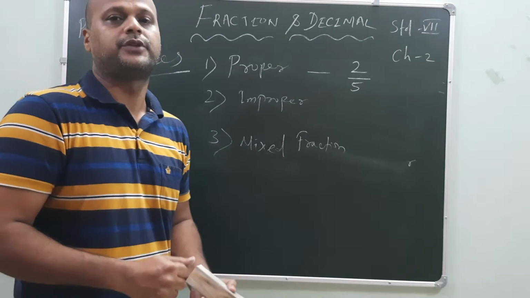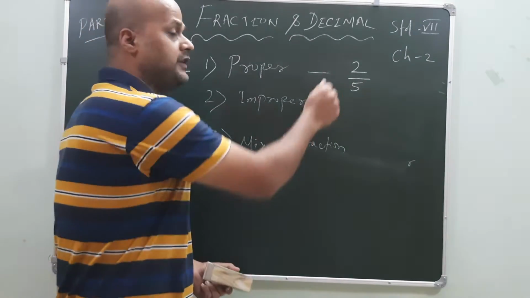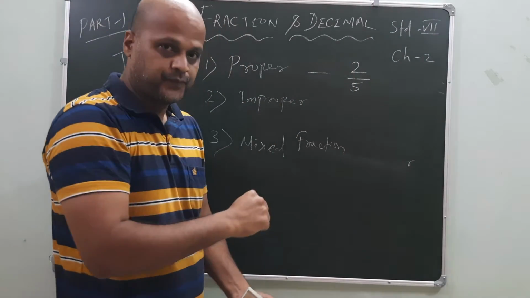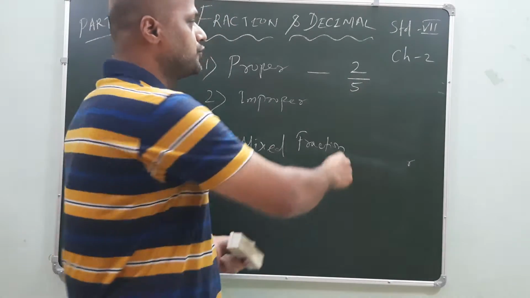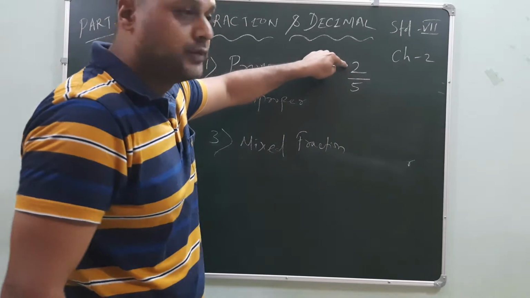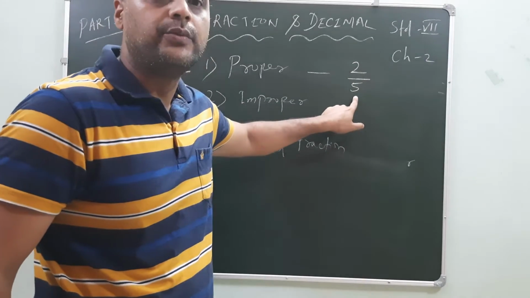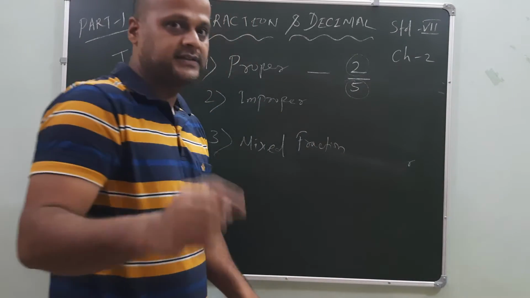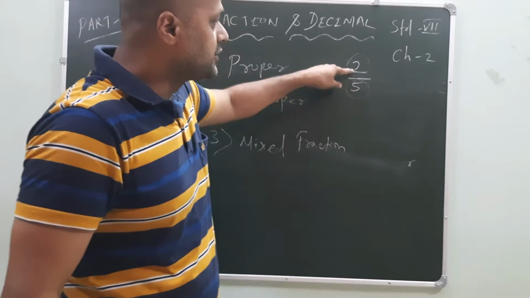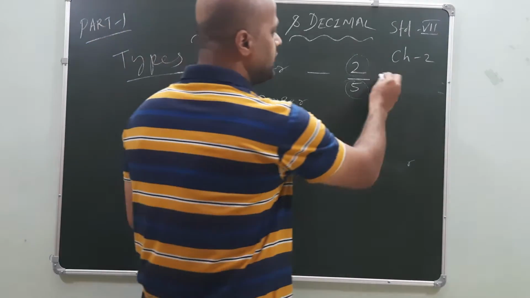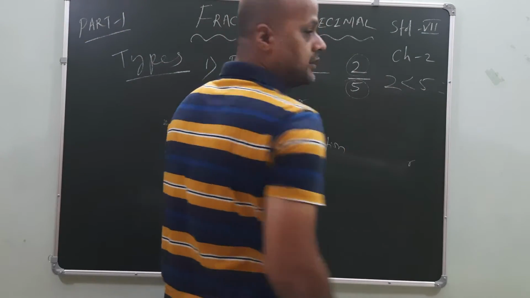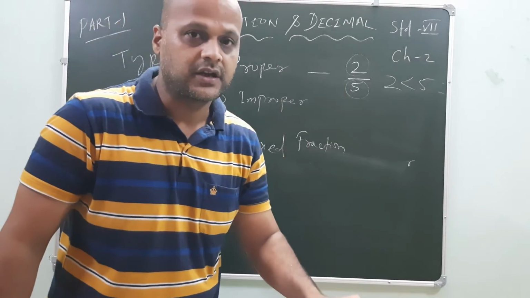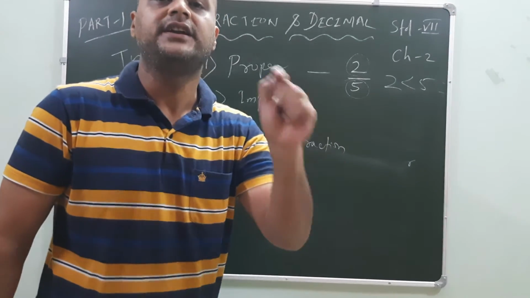But what is the definition of the proper fraction? A proper fraction is a fraction whose numerator is smaller than its denominator. Which one is the numerator? 2. Which one is the denominator? 5. So again, its numerator is smaller than the denominator. Here 2 is less than 5, right? So in a proper fraction, the numerator is less than the denominator.